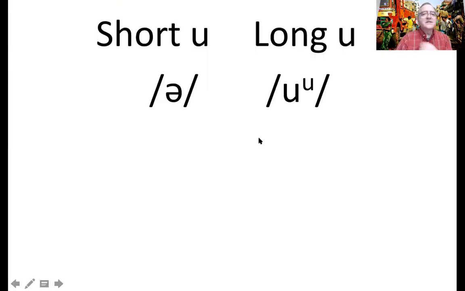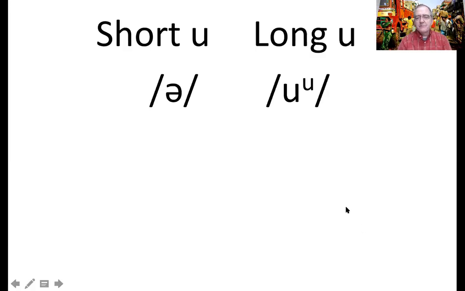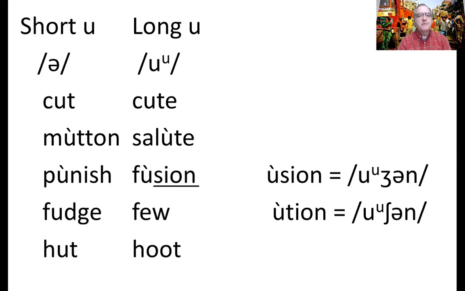All right, here we can see short U is schwa. Now remember, the schwa is like ah, but it's uh. Relax. Notice my jaw. Okay, there you go. Now, the oo is long. Ooh. All right, let's try it.